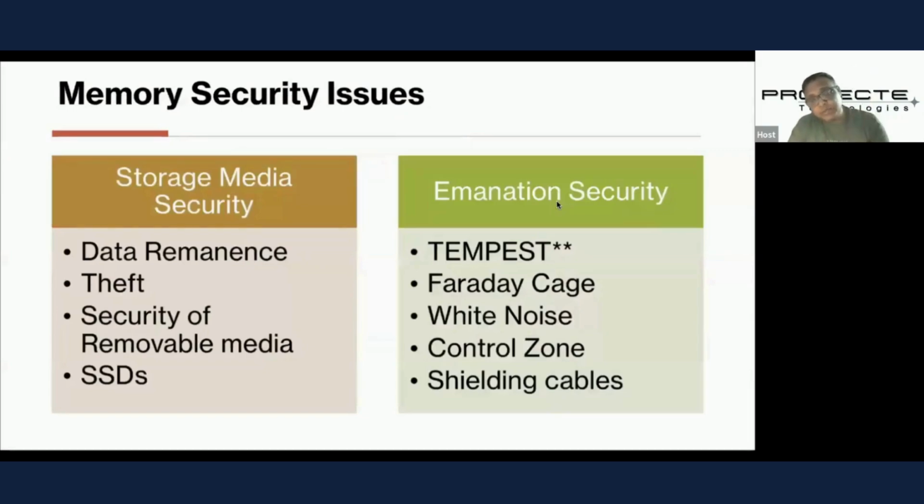So what are the issues with memory security? Generally, non-volatile systems have data remnants, right? You have a hard disk in which data can remain for many years. So that's why data remnants is an issue on hard drives.